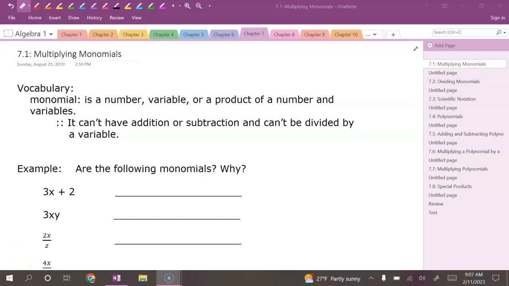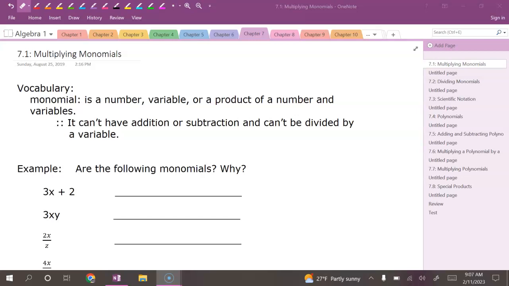Chapter 7, Section 1 is about multiplying monomials. So this whole chapter is dealing with polynomials, which are made up of monomials. Before we get too far into this chapter and start talking about all the things that we can do with polynomials, we need to go over what makes them up. And so we need to start first by talking about monomials and what they are, what they look like.